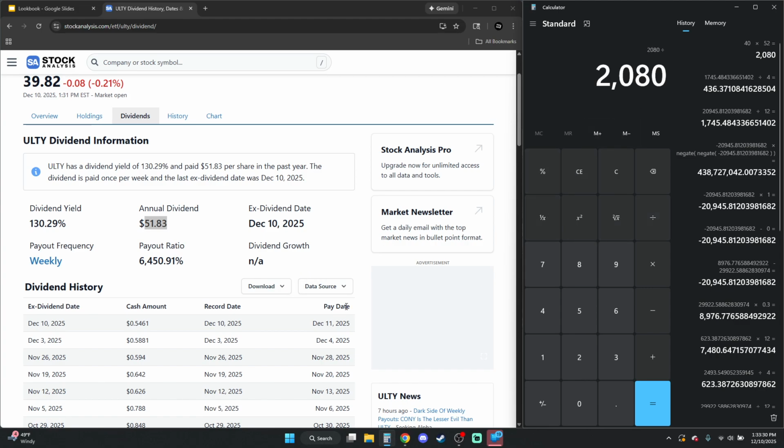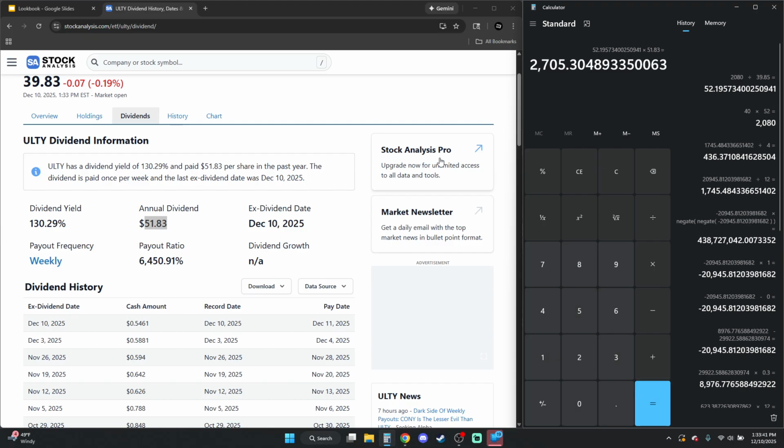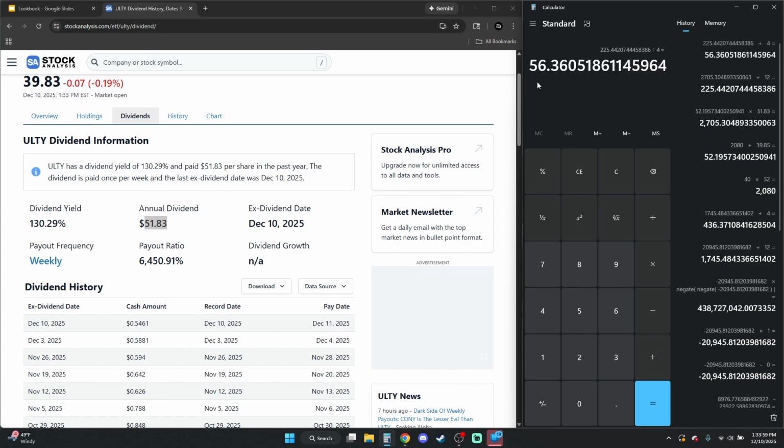We're going to divide that by 39.85 because we're going to keep that 85. That's going to leave you with 52 shares. 52 times 51.83. That's going to give you an extra $2,700 annually. To look at that monthly, we divide that by 12. You're gonna make $225 extra every month, and then we're gonna divide that by 4 because you get 4 payouts in a month. Remember, you're gonna get an extra $56 every week.